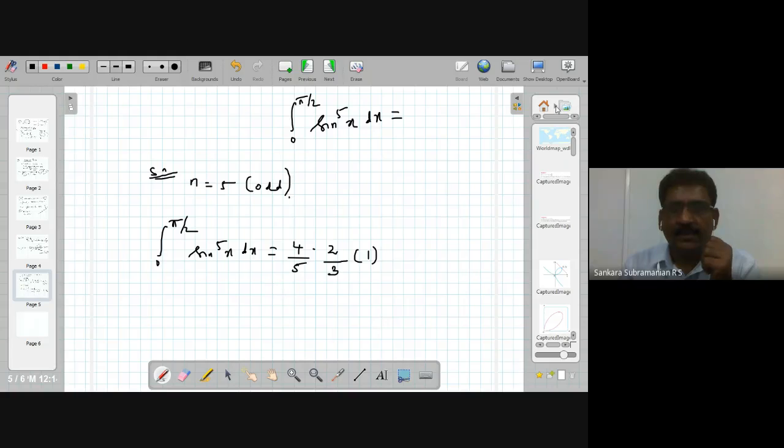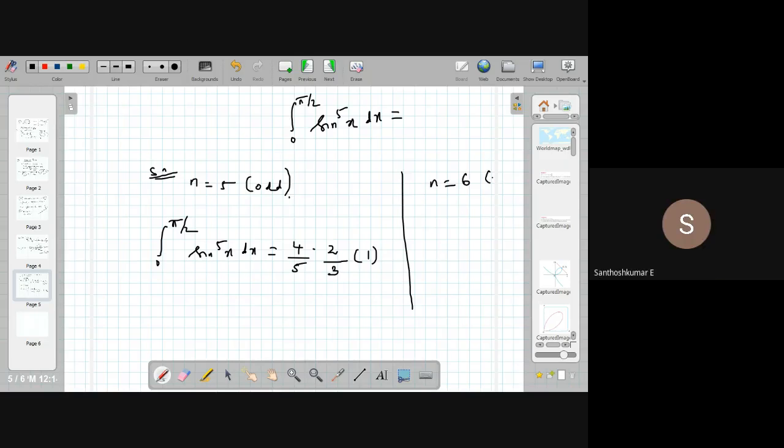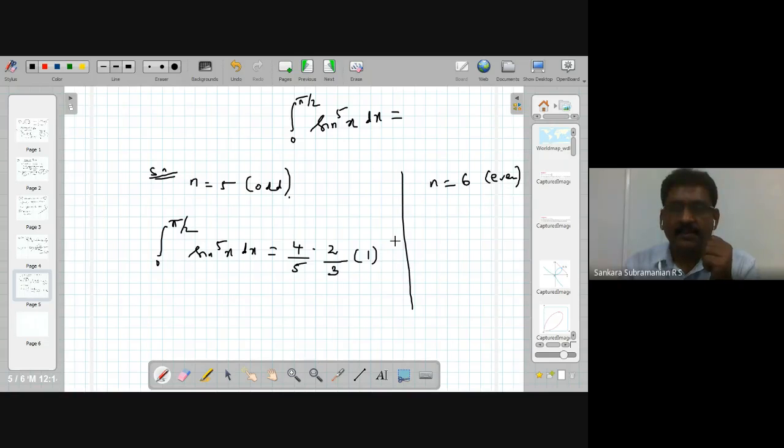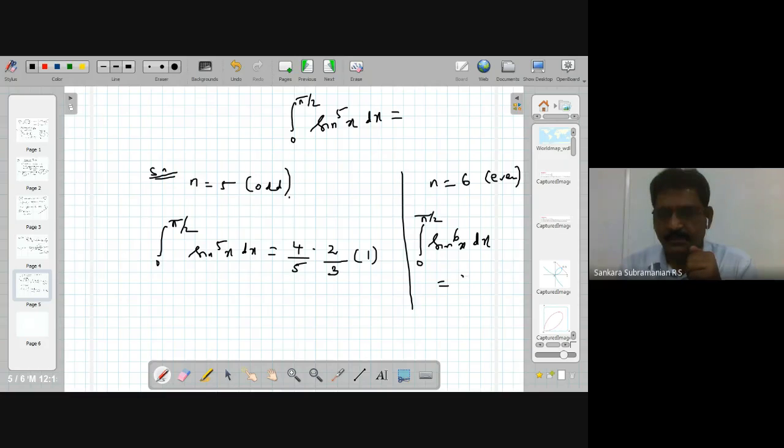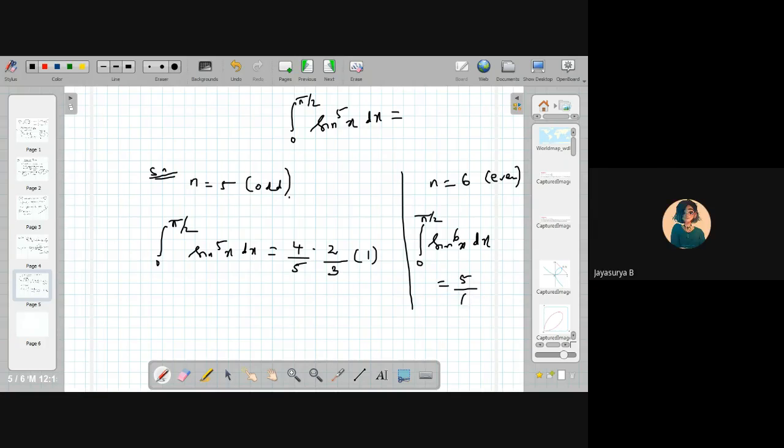அதே போல இந்த இடத்துல n equal to, say for example, இப்போ 6 ன்னு இருந்துச்சுன்னு வைங்க. இது ஈவனா இருந்துச்சுன்னா integral 0 to pi by 2 sin to the power 6x dx equal to, ஸ்டார்ட் பண்றப்ப நீங்க முதல்ல n minus 1 by n. n minus 1 அப்படிங்கிறப்ப இங்க என்ன வரும்? 5 by 6 ன்னு வரும்.